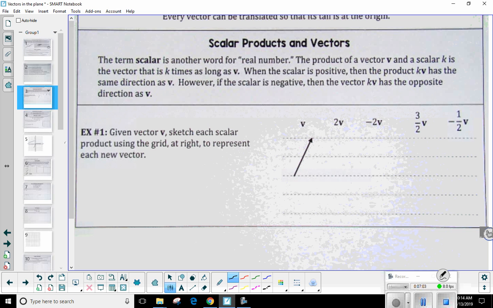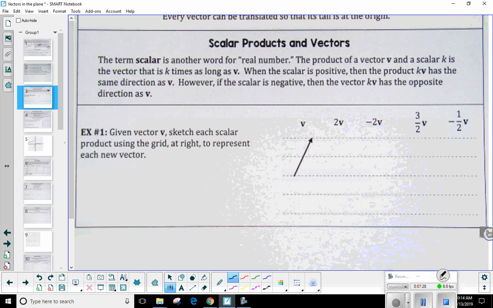The term scalar is another word for real number. Remember, we were just talking about something that's measurable, and we had a lot of different examples. The product of a vector v and a scalar k is the vector that is k times as long as v. When the scalar is positive, then the product kv has the same direction as the original vector. However, if the scalar is negative, then the vector kv has the opposite direction as the vector.